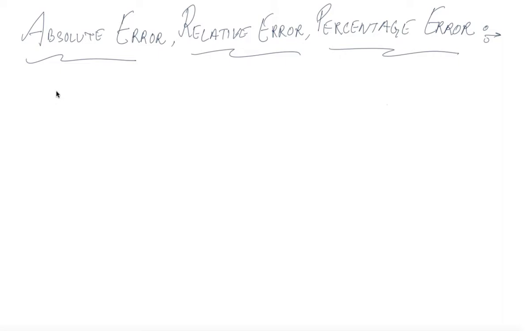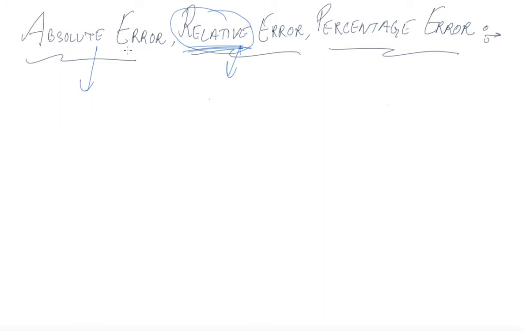So in this video, let's talk about absolute error, relative error and percentage error. Now the difference between absolute error and relative error is that if you want to define relative error, it is the relation. By the word relative, you can easily come to the understanding that it is related to one value to the other value.